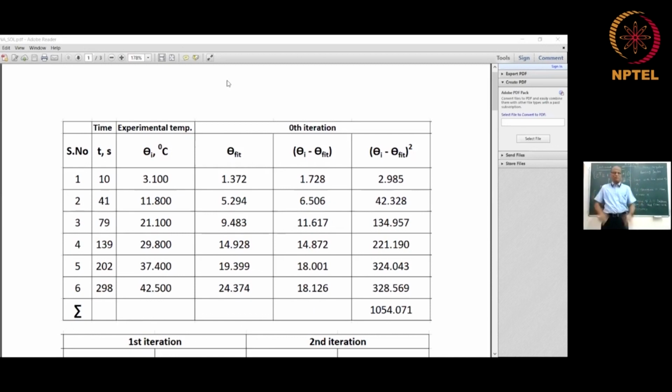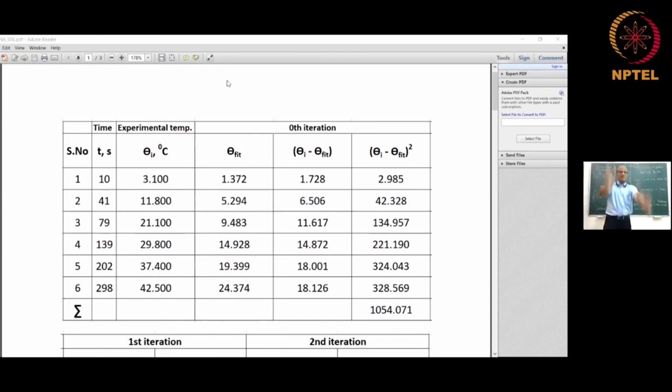What are the variables in the problem? There are 2 variables. One is the time, which is the independent variable. One is the dependent variable, which is the temperature. So please know the difference between the variable and the parameter. The variable is continuously changing in the problem. The parameter is fixed in the problem. However, it is possible to have different parameters and repeatedly solve the problem. That is called a parametric study.